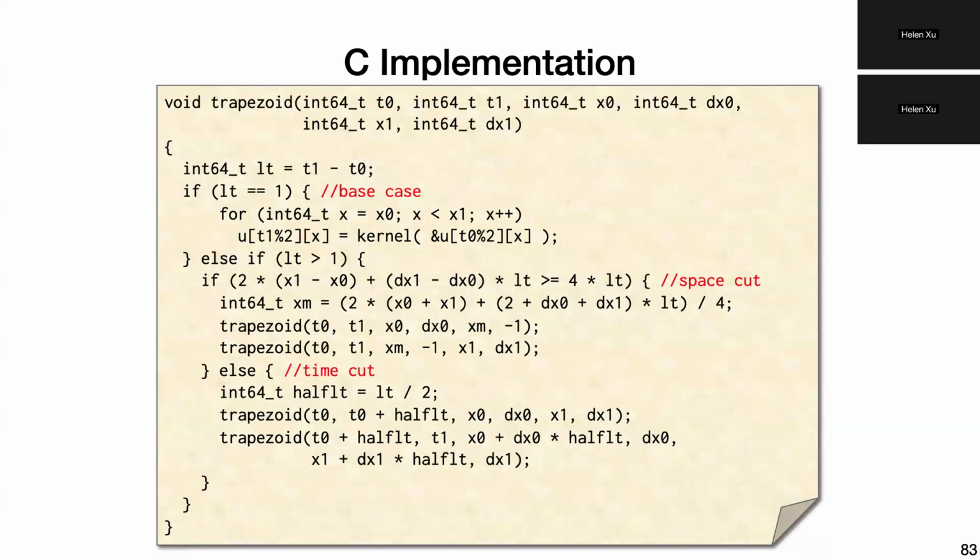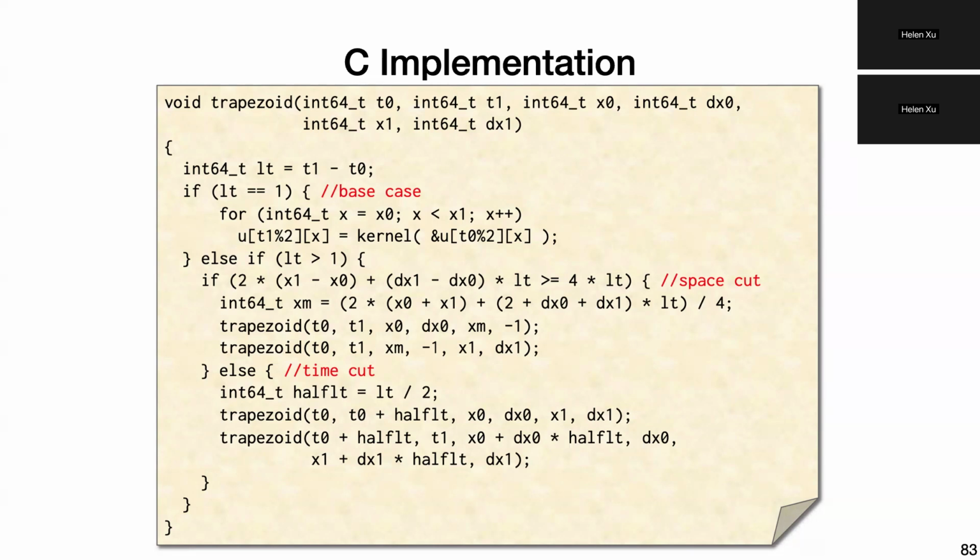This is the C implementation. So the base case, the parameters T1, T0 are like the lower point and higher point in the vertical dimension. X0 is the leftmost point, and this is the slope on the left. X1 and slope, sorry, rightmost point, and then slope on the rightmost point. And the distance in time is T1 minus T0. That's how long we have to go in the vertical dimension.